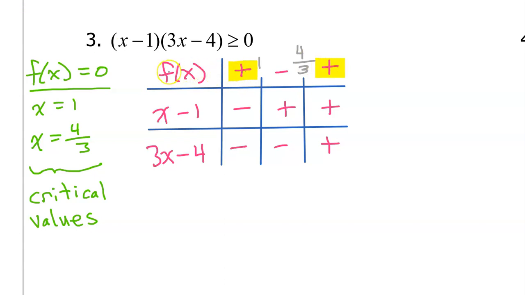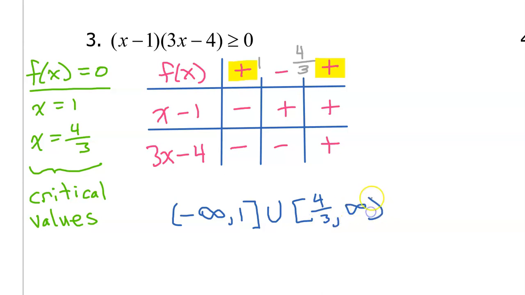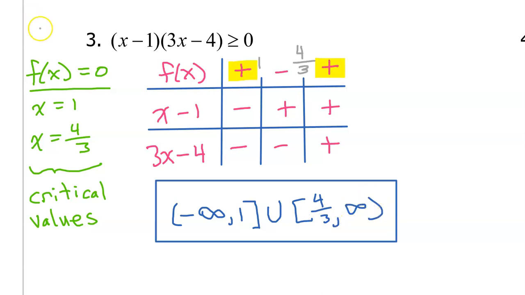This first interval runs from -infinity to 1. We will use a bracket on the 1 to show that 1 is included because that is a value that causes f of x to equal 0, and we want values that cause the function to be not only greater than, but also equal to 0. So bracket there. Union 4/3 to +infinity for the last interval. So that's it for number 3.